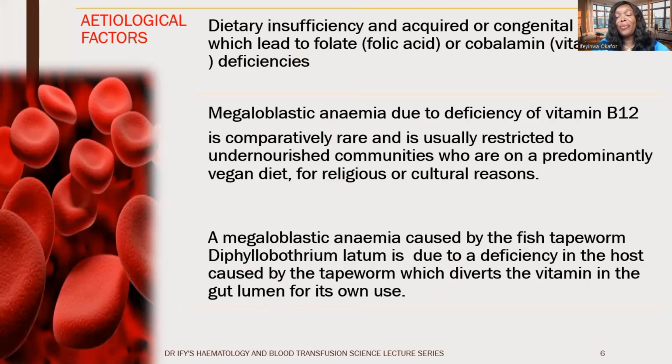Etiological factors. What are those things that can make an individual have megaloblastic anemia? We have one, dietary insufficiency.